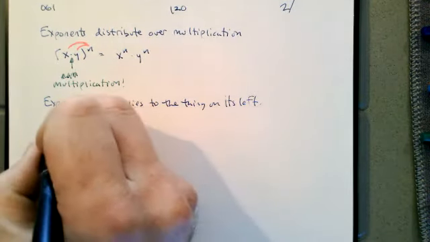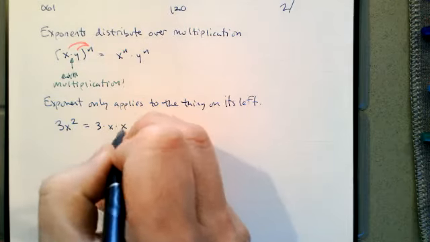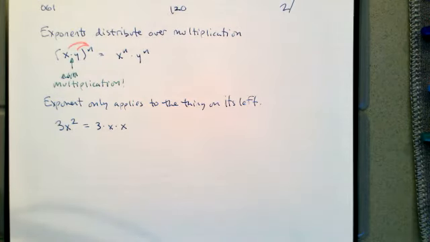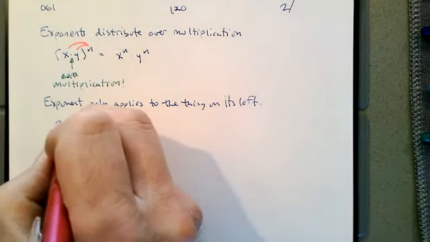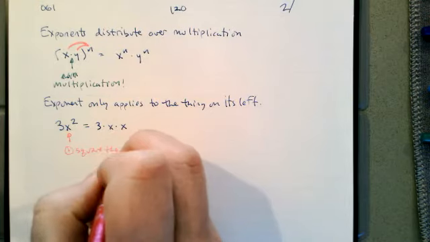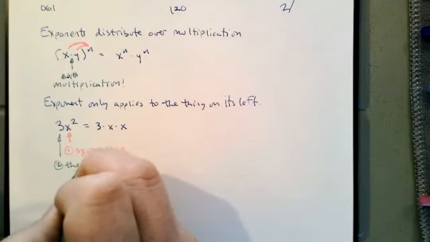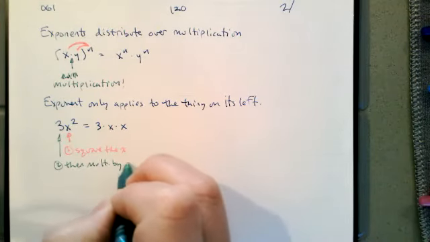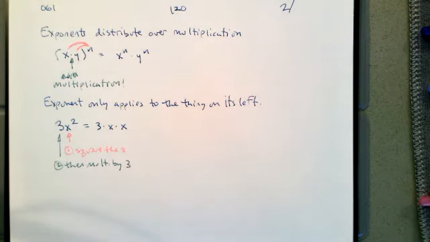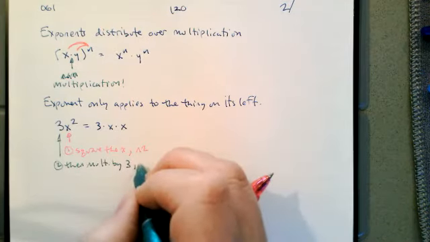So if I write, say, 3x squared, this means 3 times x times x. Square the x, then multiply by 3. That's what 3x squared means. Just like the shorthand that we've been trying to learn: square the x, so to the second power, then multiply by 3.